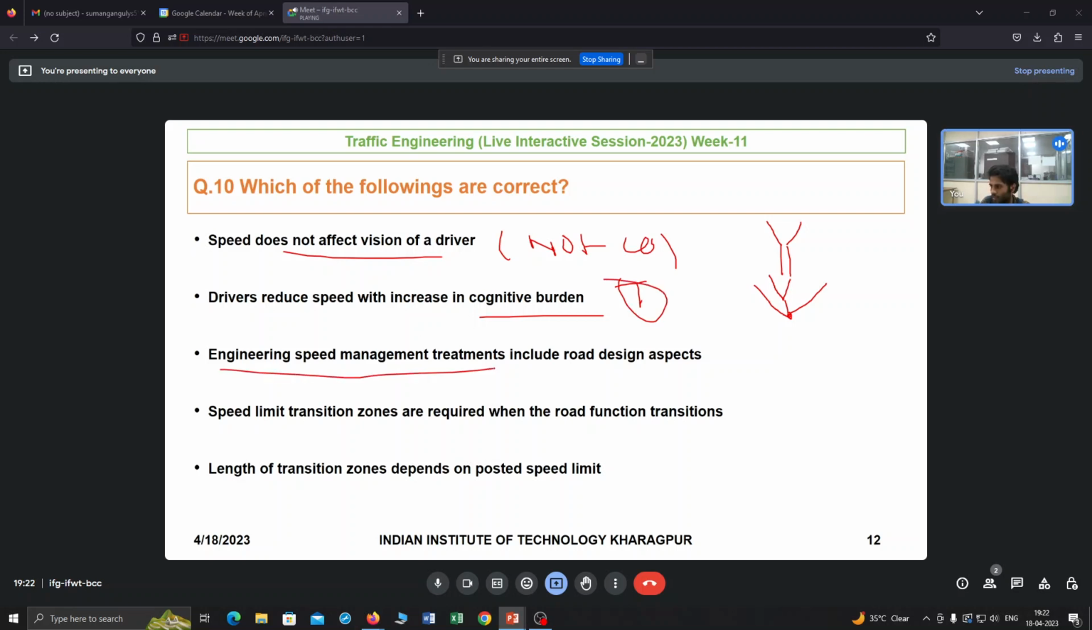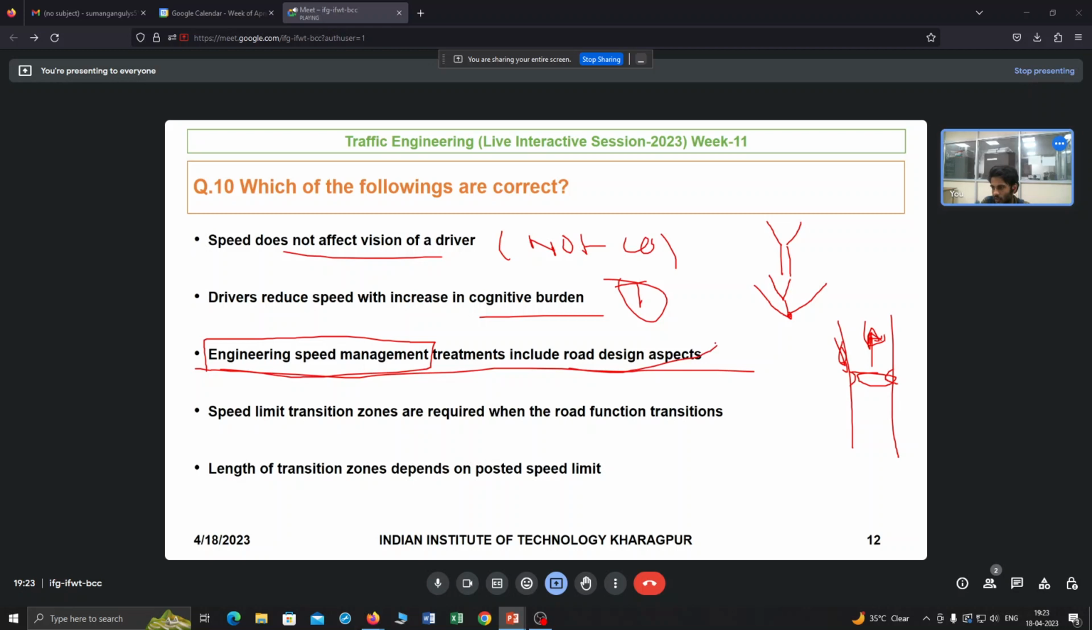Engineering speed management treatments include road design aspects. Engineering speed treatment means you already have a road. Now suppose you want to narrow the road, install chicanes or install traffic calming measures, or you can cut the trees so that sight visibility increases, right? So these are called the engineering speed management interventions. Engineering, because for the sight distance, suppose you are cutting the trees, or you are using some kind of chicanes or other things to reduce the speed. So these are the engineering speed management.